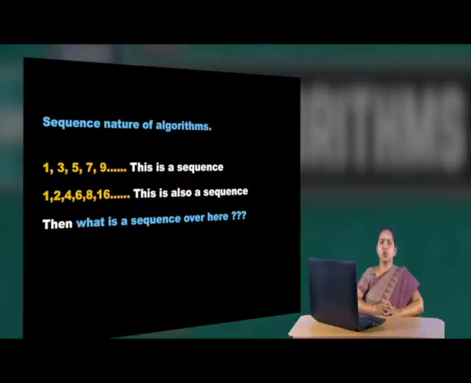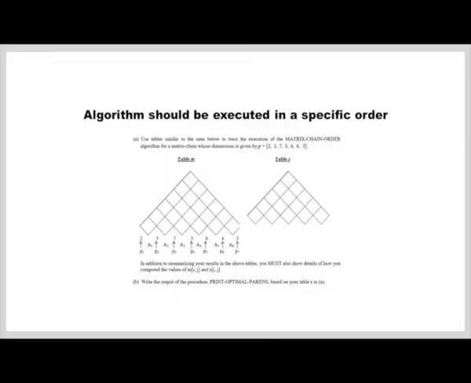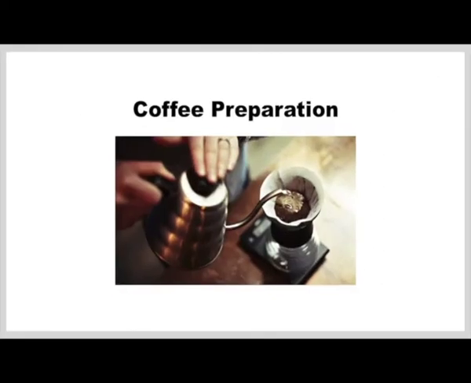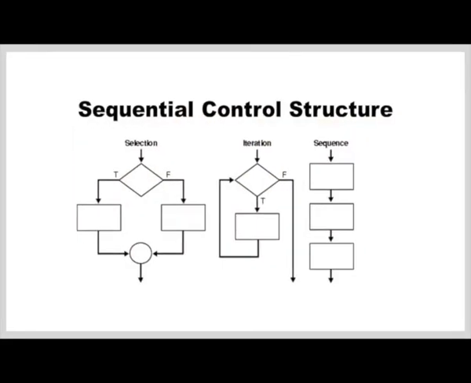First, let us go through the sequence nature of algorithms. 1, 3, 5, 7, 9. This is a sequence. 1, 2, 4, 6, 8, 16. This is also a sequence. Then what is a sequence over here? Sequence means that each step of the algorithm should be executed in a specific order. The coffee preparation shown earlier is an example of a sequential control structure.